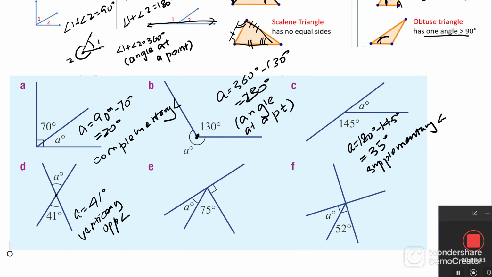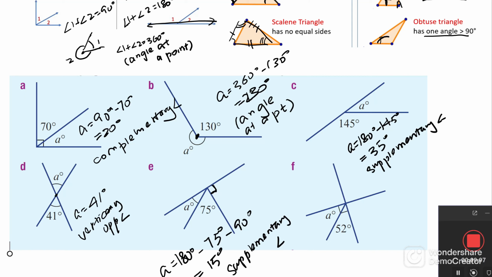E, when I see a straight line, I go immediately into supplementary, meaning I think of 180 degrees immediately. So A equals 180 minus 75, and right here we've got 90 degrees, so we minus 90 degrees. We get 15 degrees, and we write down the reasoning, which is supplementary.